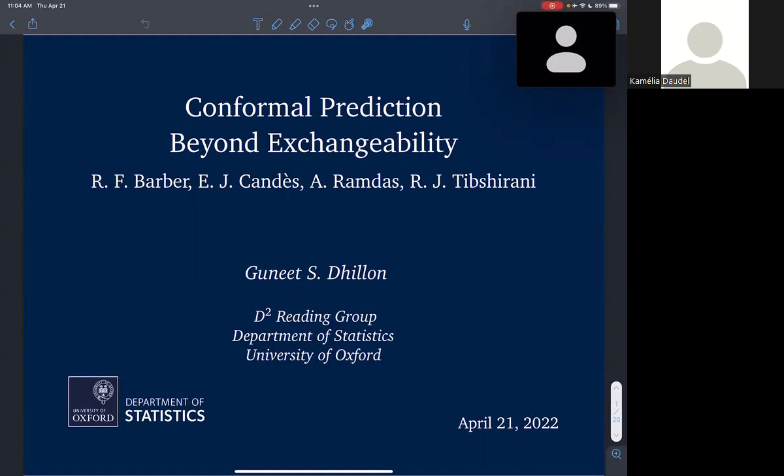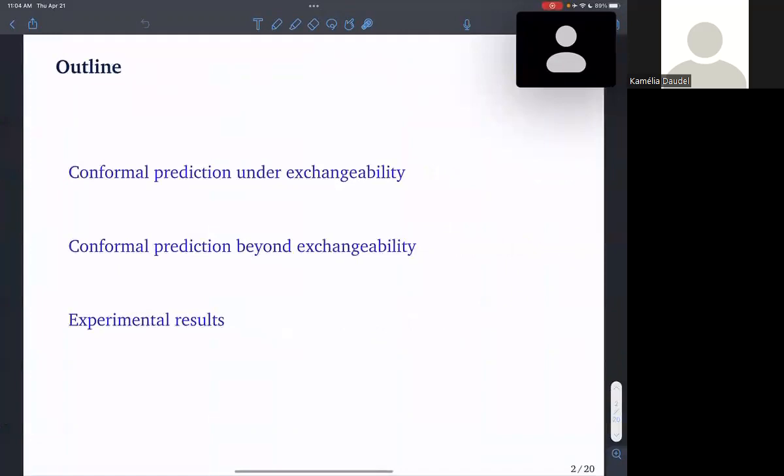All right. Good morning, everybody. I'll be talking about conformal prediction beyond exchangeability. This is a paper by Rina Barber, Emmanuel Candès, Aditya Ramdas, and Ryan Tibshirani, and this came out fairly recently, around February. I'll be going over the main algorithm and giving the proofs along the way, and show some experimental results that they have in the paper.